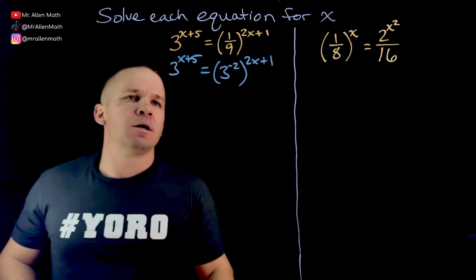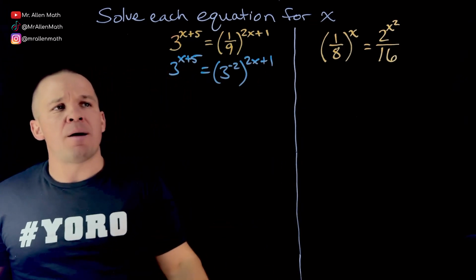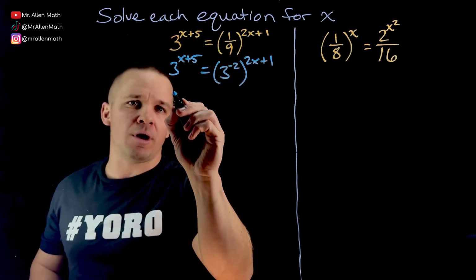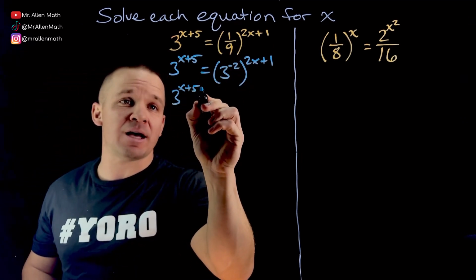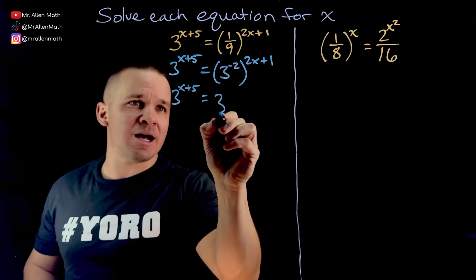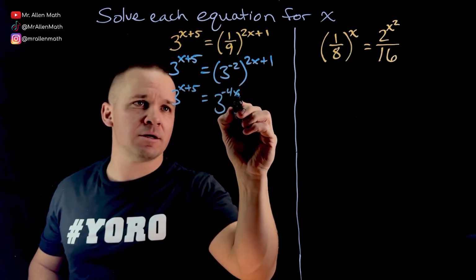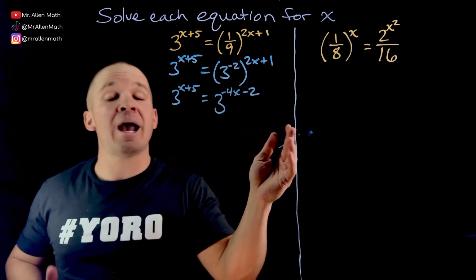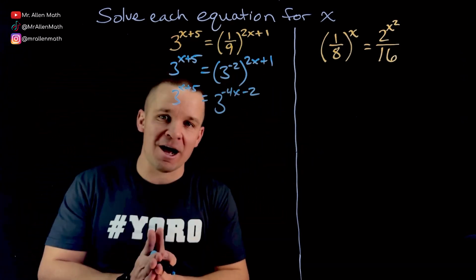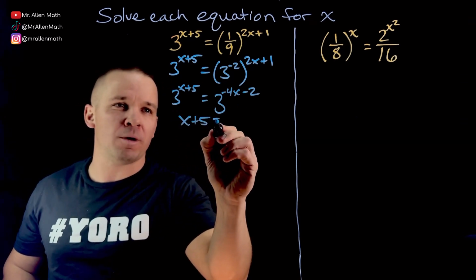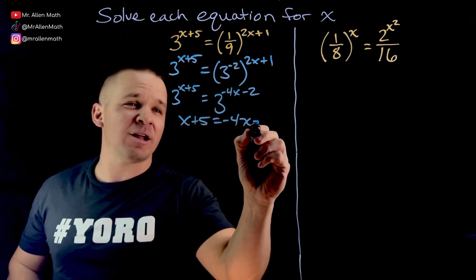Now my next thing with exponent properties. Power to a power, multiply the exponents. So again, my left side is going to stay as is. But my right side here is going to be negative 2 times 2x is negative 4x. Negative 2 times 1 is negative 2. And now we have like bases. So I can set my exponents equal to each other. That's the one-to-one property of exponents if I have like bases.